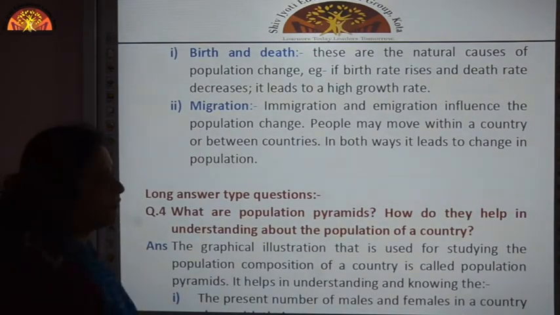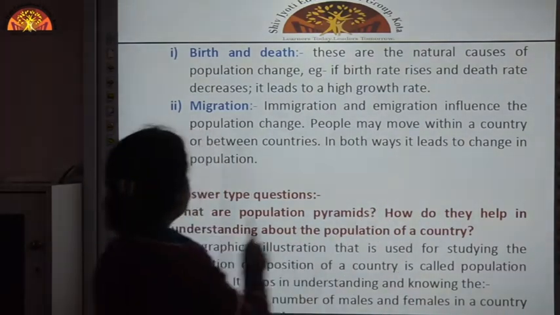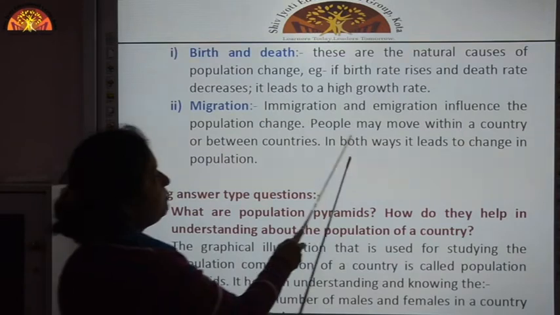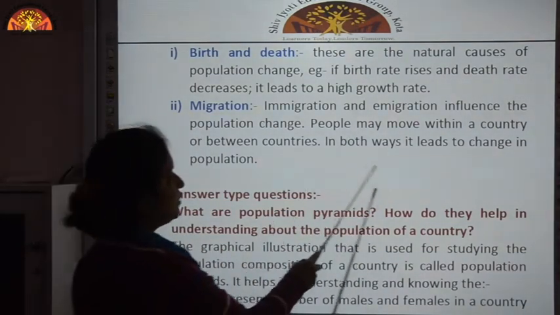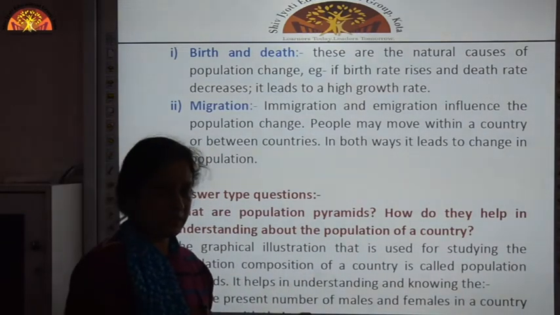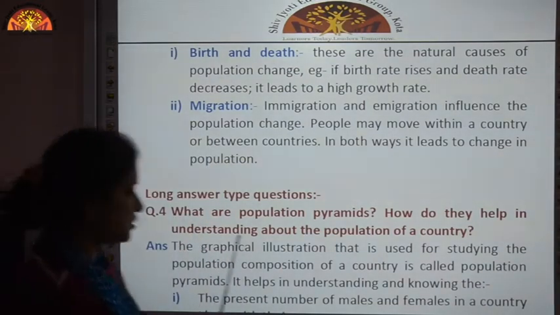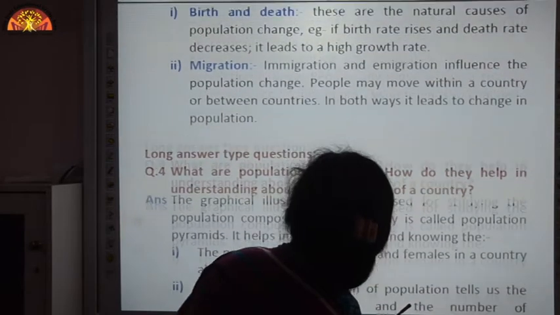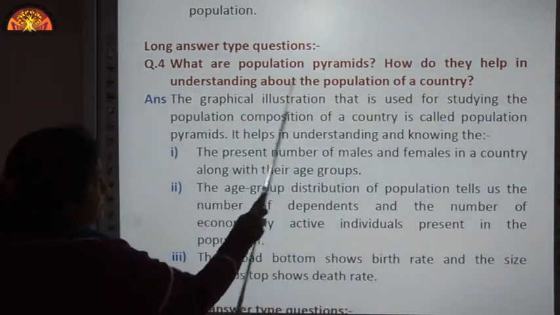Number 2, migration. Emigration influences the population change. People may move within a country or between countries. In both ways it leads to change in population. Beta, for employment, people from rural areas go to urban areas. And the question number 4 is, what are population pyramids?